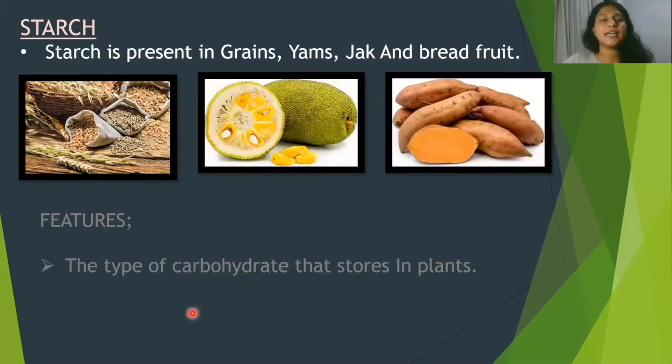And then starch. Starch is present in grains, yams, jackfruit and breadfruit, right? Here are some grains, and then jackfruit, and some yams, sweet potato. Its feature is that it is the type of carbohydrate that is stored in plants, right? You can see jackfruit, it's a product of a plant and it stores starch, right? Sweet potato, it stores starch.